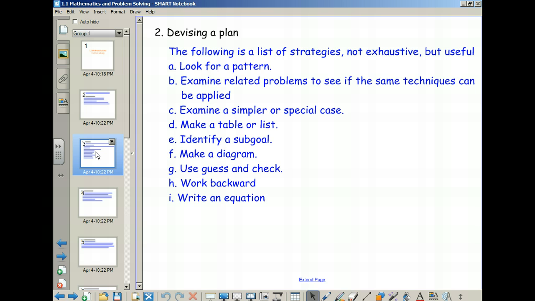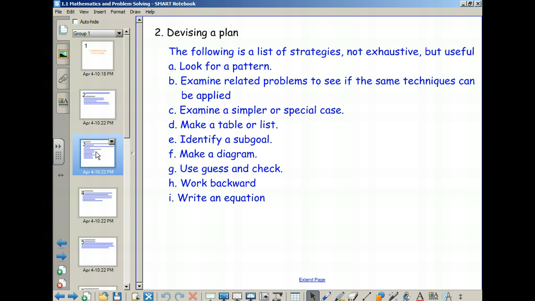Examining related problems to see if the techniques can be applied. So if you already know how to solve this one problem, how do I solve this other one? And you see that in mathematics all the time. That's why there are examples in your textbook for you to go back and look at, right? As you look at it, you say, well, that's kind of like the one I'm working on. How can I do it with that idea? Okay. A simpler or a special case, we're going to do an example of that one. You may or may not have seen that happen before, so we're going to do an example for that one.